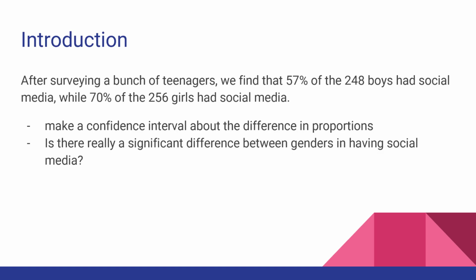So this is the kind of scenario that you'll be seeing where you need to compare proportions. Let's say we surveyed a bunch of teenagers and we found that 57% of the 248 boys that we surveyed had social media, while 70% of the 256 girls we surveyed had social media. So what can we do with these numbers? We could make a confidence interval about the difference in the proportions. So we could make a confidence interval about the true difference between the percentage of girls with social media and the percentage of boys with social media. And then we could also run a hypothesis test to see if there's really a significant difference between genders in the proportion of people with social media accounts.